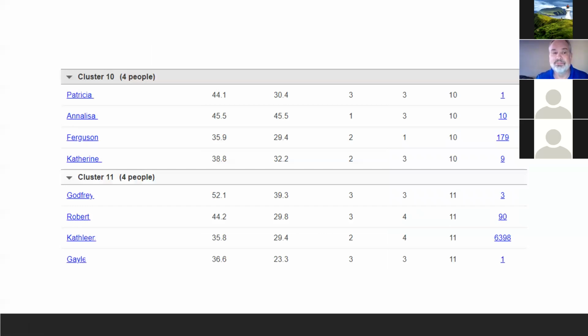So for cluster 10, there are 4 people. And again, you'll get their full names here. I've redacted the last names. For cluster number 11, there are 4 people. Look at this tree situation over here. 179, that's pretty good. 90. So there's some high numbers here for the trees. So that's some good information. And of course, we always have to remember other people's trees, right?